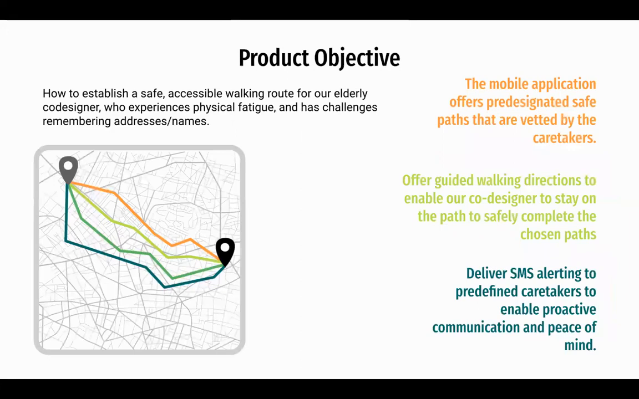Our product objective is to establish a safe and accessible walking route for our elderly co-designer. This mobile application would offer pre-designed safe paths, offer guided walking directions, and deliver SMS alerting to pre-defined caretakers.